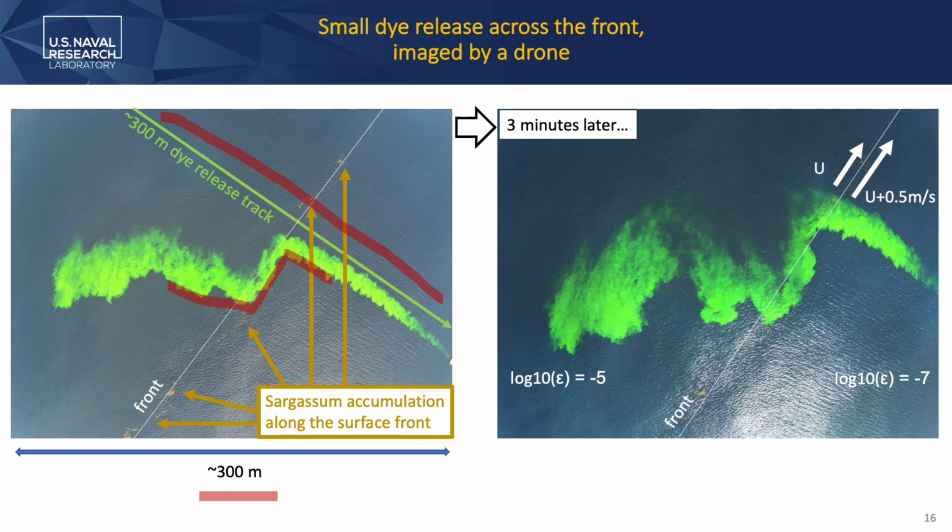Another striking feature here is how much more dispersed the dye is on the shelf side of the front than on the Gulf Stream side of the front. And that just has to do with the amounts of turbulence and turbulent dissipation. On the shelf side, we found it to be two orders of magnitude higher than on the Gulf Stream side in this case.